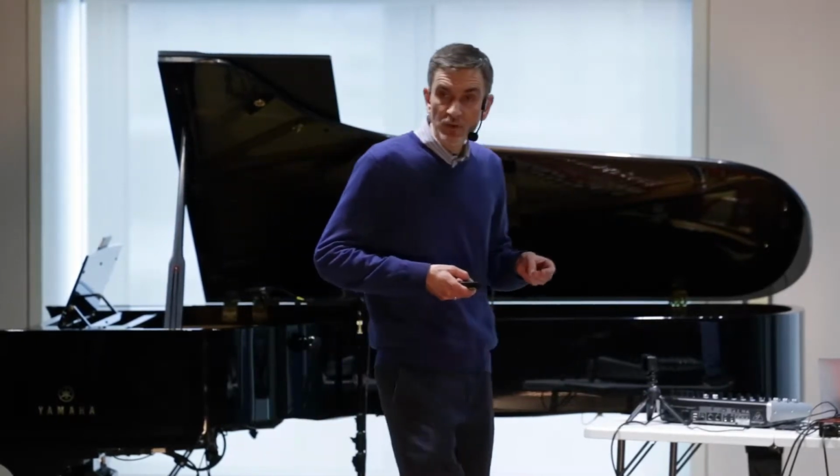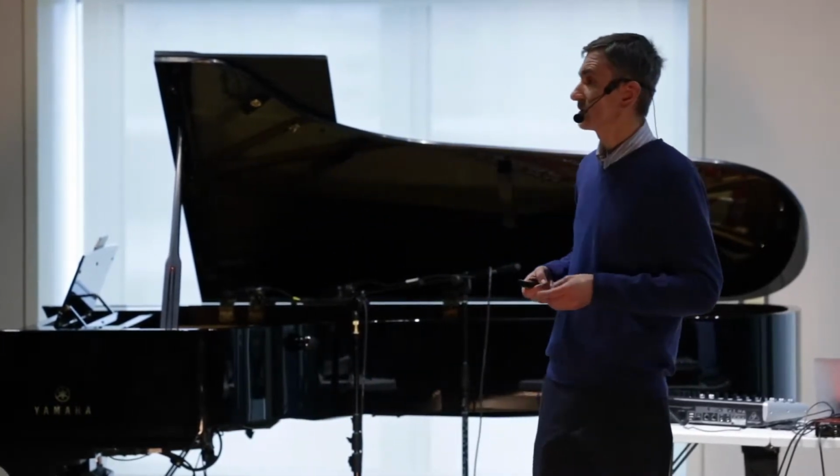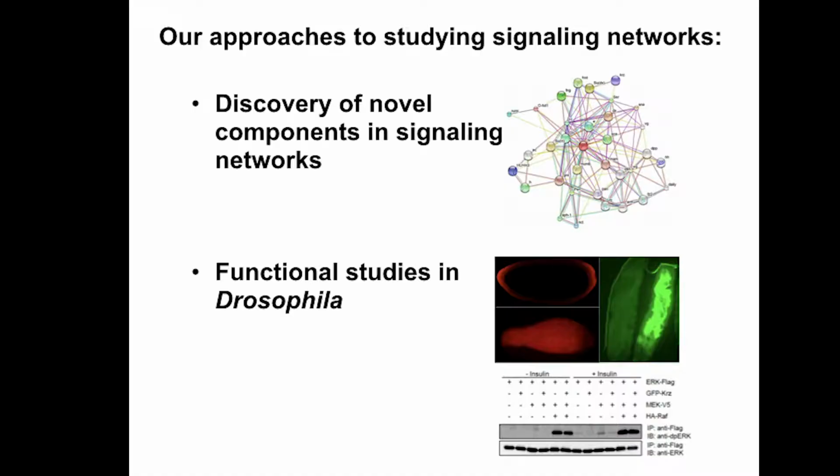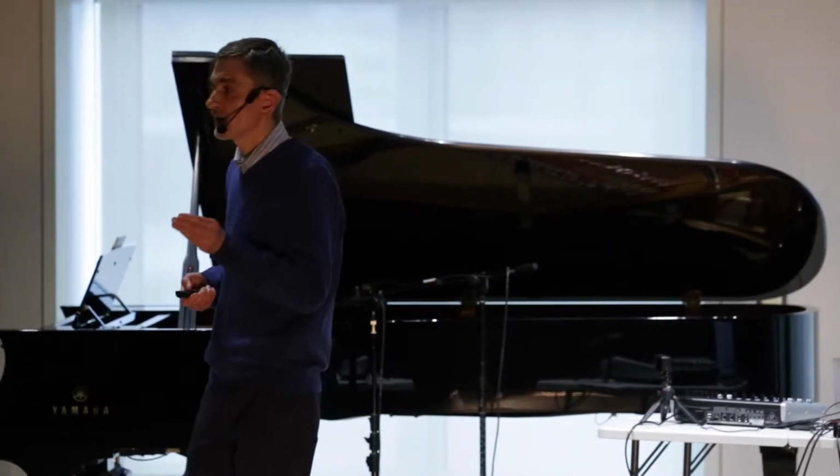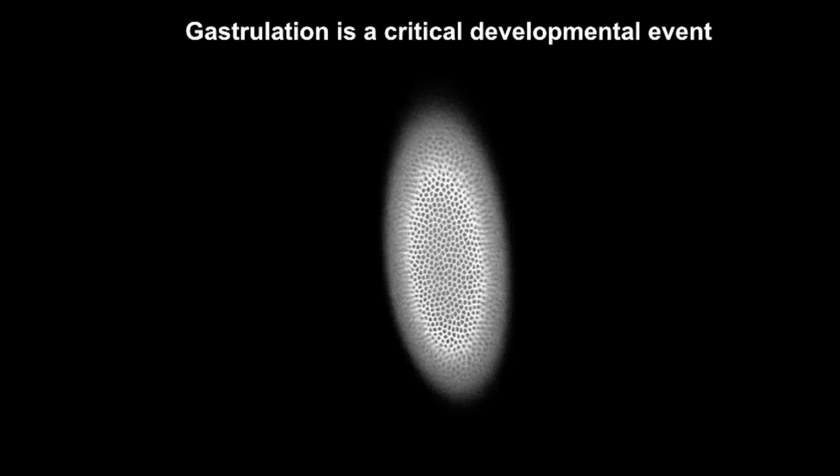And in my lab, we use a 2-pronged approach to study cell communication. First of all, we try to identify new interesting molecules in these signaling networks. And then we use our favorite organism, the fly, to try to understand the functional importance of these interactions. What do they do to carry out signaling and development? But today, let's focus on a very important event in the life of most organisms: gastrulation.